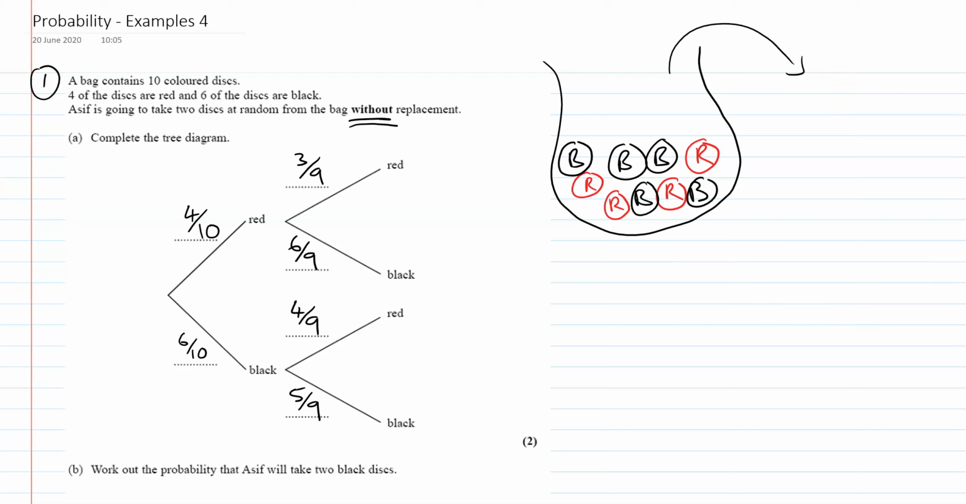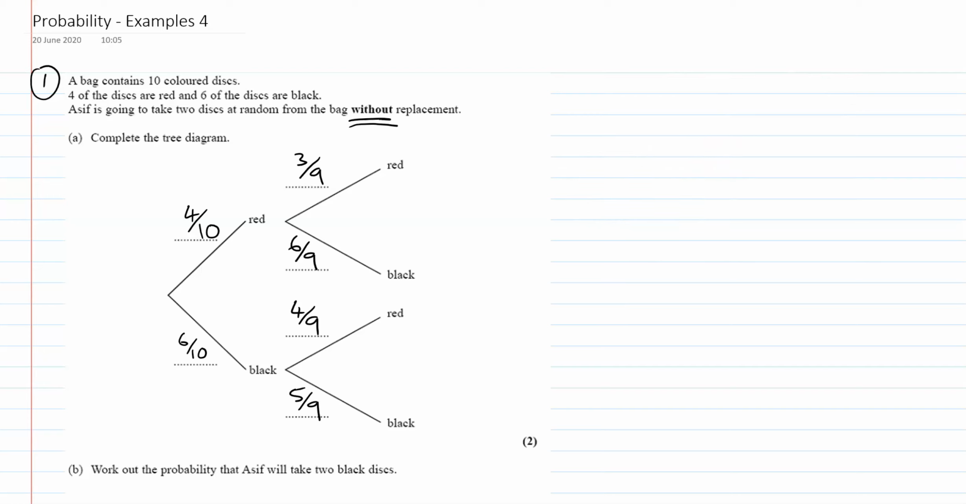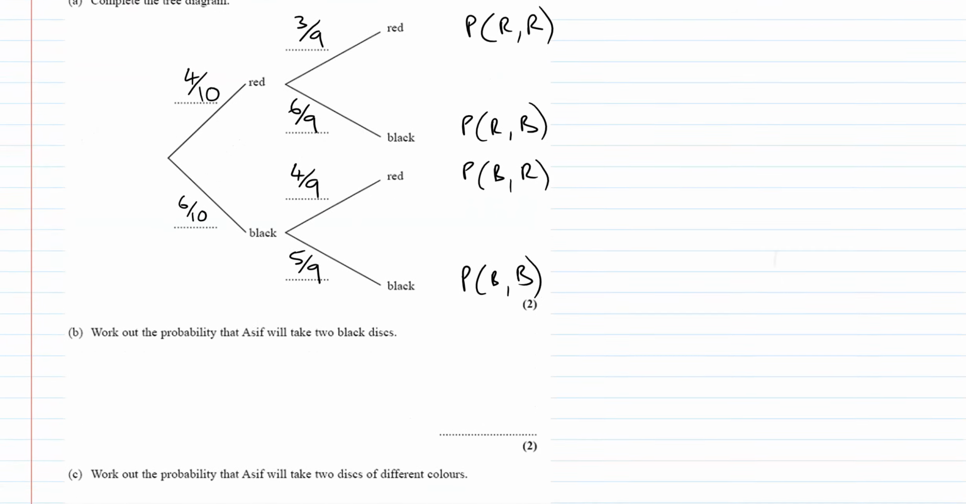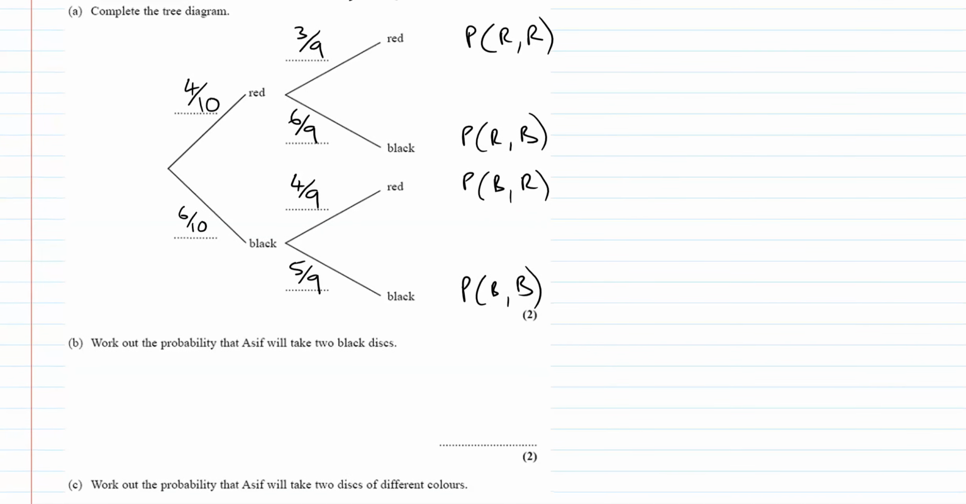So there's our tree diagram completed. So we've got the chances: red then red, red then black, black then red, or black then black, and they're all the different outcomes that we can possibly have here. Work out the probability that if we take 2 black discs. So the probability of black then black.